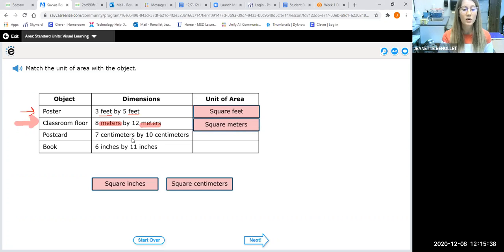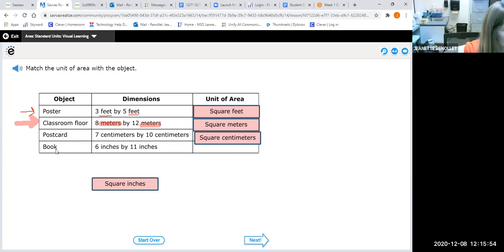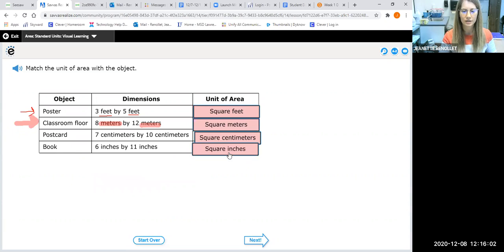If I keep going, if I'm going to measure a postcard with centimeters, a small unit of measure, that means my area will be square centimeters. Last one, if I'm going to measure a book using inches, inside will be square inches.